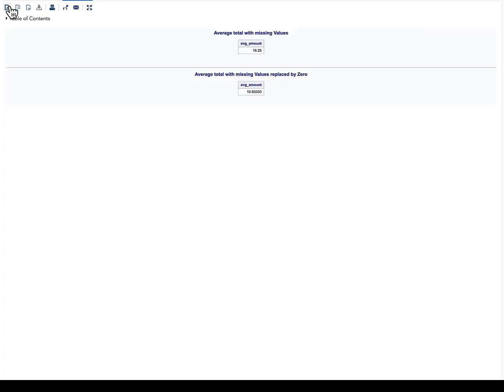If you see our result, for average total with the missing values, the avg_amount is 16.25, whereas the average total with missing values replaced by 0 is 10.833. So clearly what you can see is that our results have changed. Now let us go a little bit deeper.